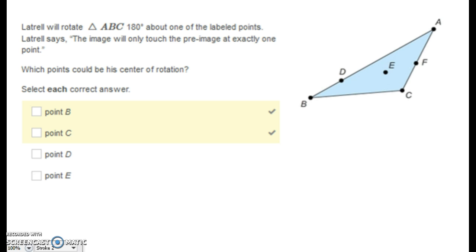All right, Littrell will rotate triangle ABC 180 degrees about one of the labeled points. Littrell says the image will only touch the pre-image at exactly one point. Which points could be the center of his rotation? Well, if it's only going to touch at exactly one point, the center of rotation needs to be one of the vertices. Like if we had the center of rotation at B and we rotated it however far we were going to rotate it, B would still be located right there. Same thing if you had the center of rotation at A, or if you had it at C, and that would be it. So in order for it to land on exactly one point, it has to be one of the vertices.